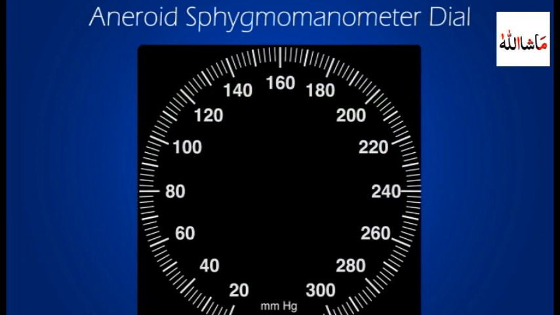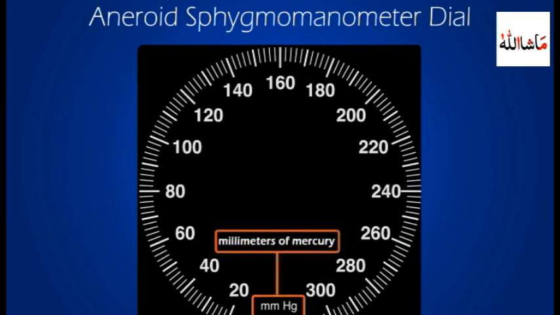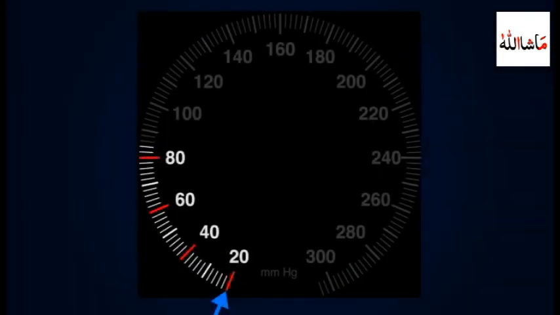This is the aneroid sphygmomanometer dial, also known as the blood pressure dial. The dial has the letters mmHg because blood pressure is measured in millimeters of mercury. Also on the dial, you'll notice that there are lines in various sizes. The largest lines represent values of 20. This is 20, this is 40, 60, and so on.